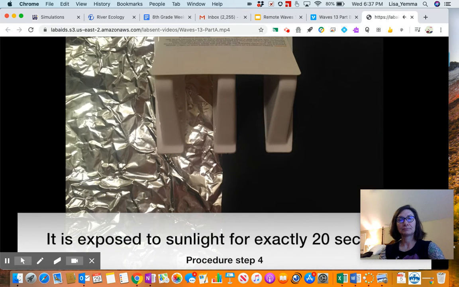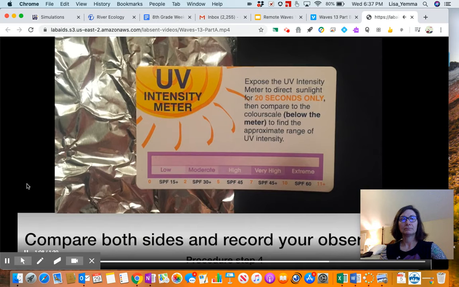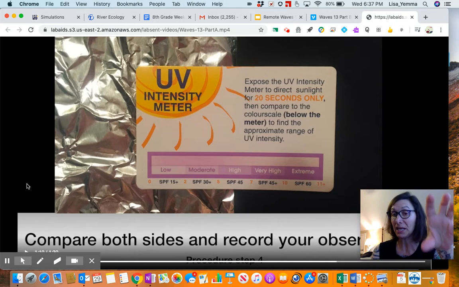It is exposed to sunlight for exactly 20 seconds. Compare both sides and record your observations. The way the lab person on the video did this was the card is lined up evenly, with one side being the black cloth reflection, and the other side reflecting the energy from the sun from the foil side.